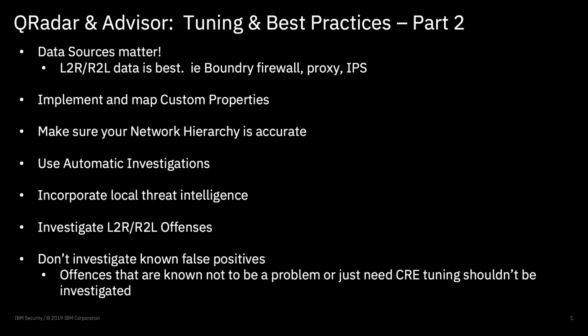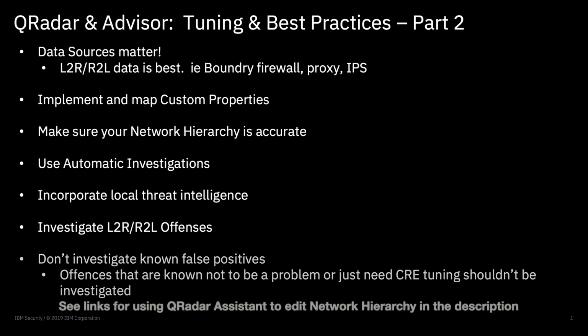QRadar works best on data that works from local to remote. Remote to local data is best. So it is best to make sure you have log sources that are traveling across the boundary of your network and have those events and flows flowing in so that QRadar can get access to them. A good example of these obviously is the boundary firewall, the proxies, the IPS.